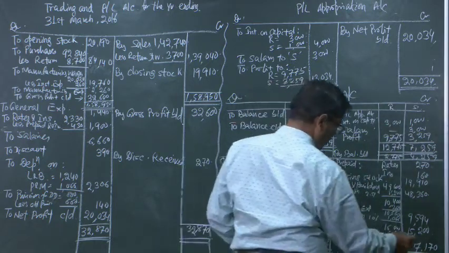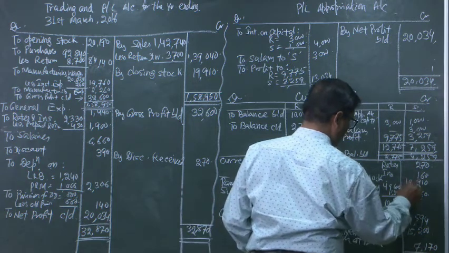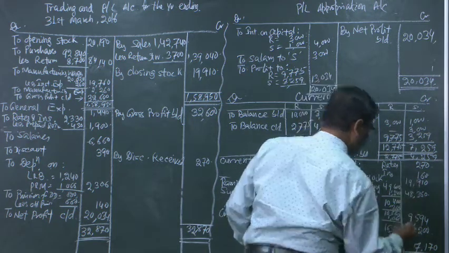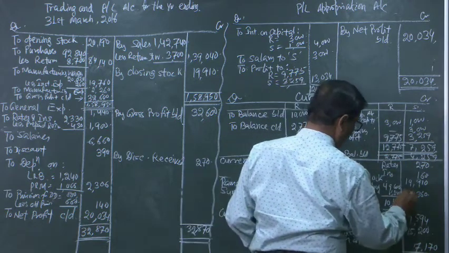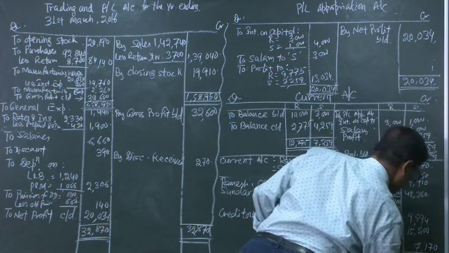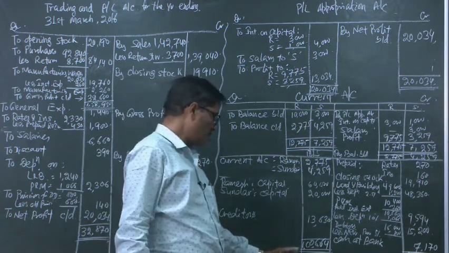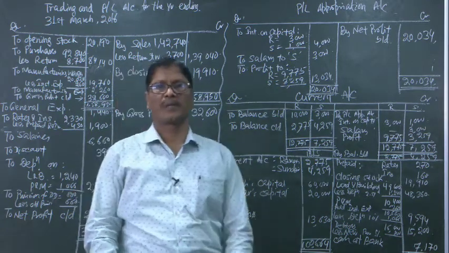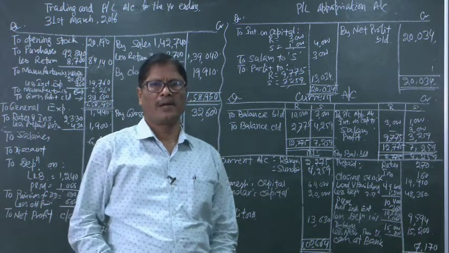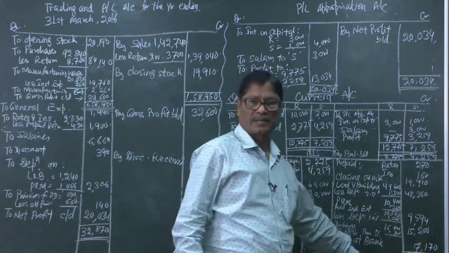Carry 2 plus 7, 9, plus 5, 14, 9, 23, 8, 31, plus 9, 40, carry 4 plus 1, 5, plus 4, 9, plus 1, 10. So, both the sides are totaling to 1,06,664. So, if both the sides are equal, then only it is correct.